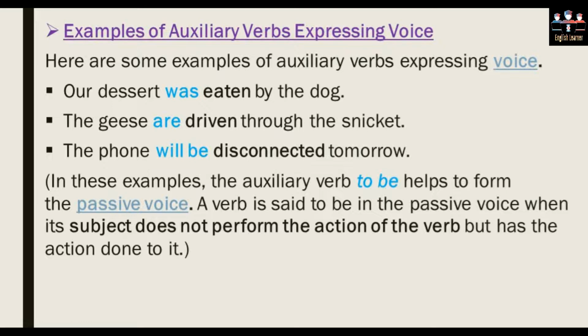Let us deal with examples now. In example number 1, our dessert was eaten by the dog. In this example, was is the auxiliary verb. Example number 2, the geese are driving through the thicket. In this example, are is the auxiliary verb. The phone will be disconnected tomorrow. In this example, will be is the auxiliary verb.